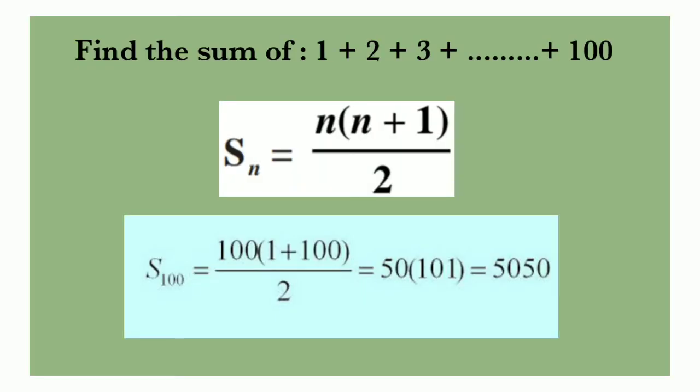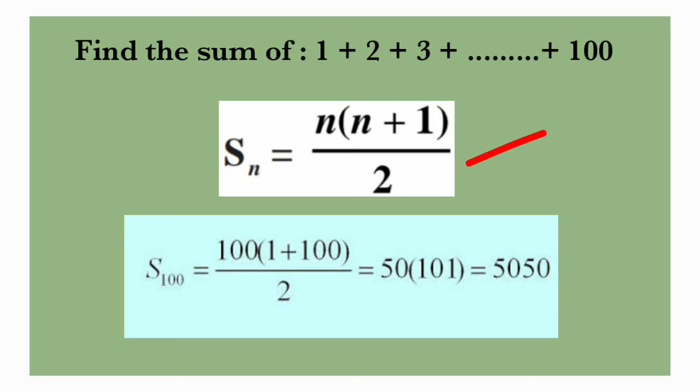Here we have an example. Find the sum of 1 plus 2 plus 3 plus etc. plus 100. That is how to find the sum of the first 100 positive integers. So we have a formula: Sn is equal to n into (n plus 1) by 2. Here n equals 100.